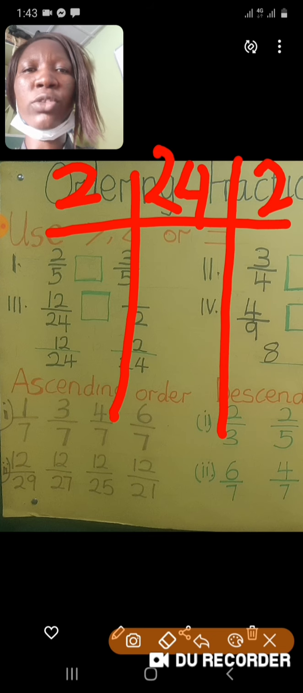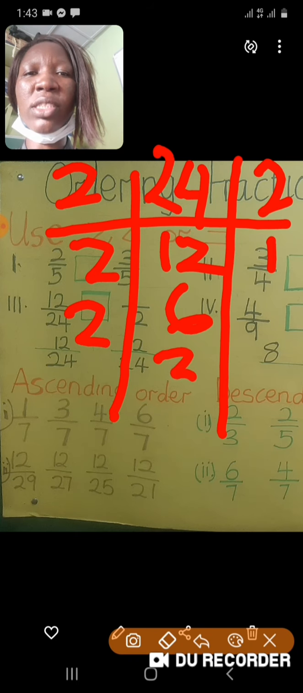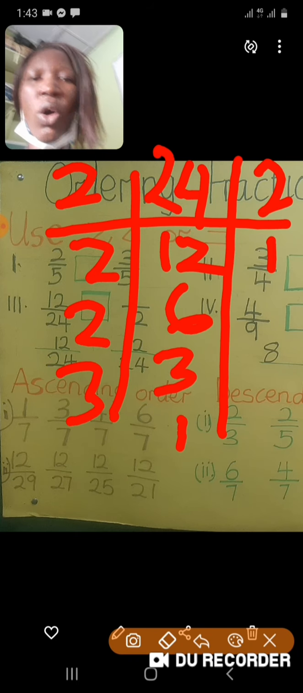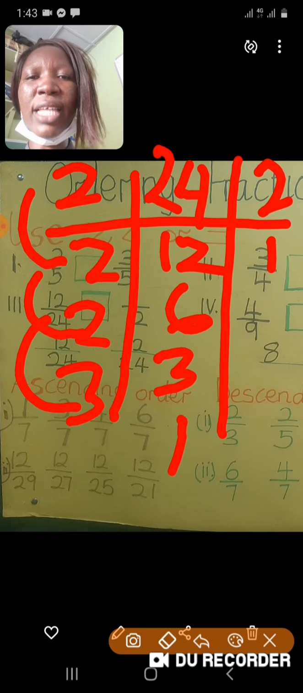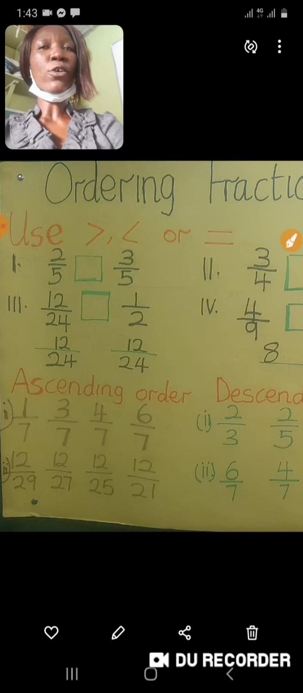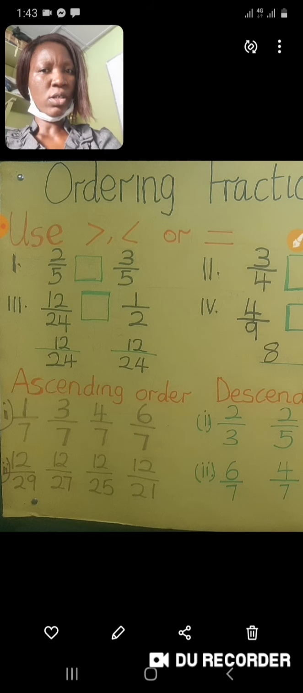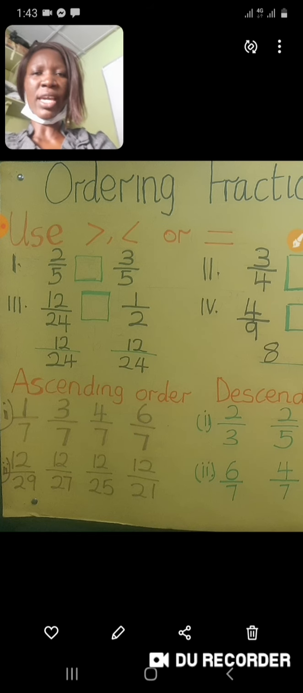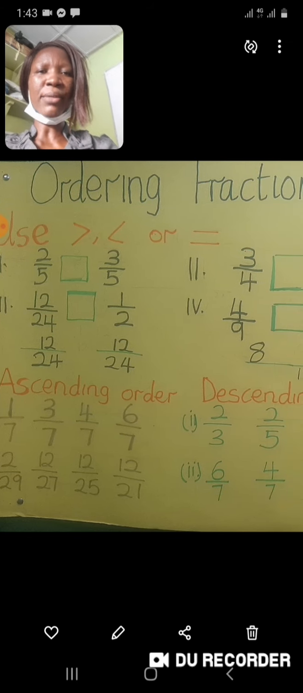2 in 24, 12; 2 in 2, 1; 2 in 12, 6; 2 in 6, 3; and 3 in 3, 1. 2 times 2, 4, 4 times 2, 8, 8 times 3, 24. So the LCM is 24. Now that the LCM is 24, what do we do? You write down the 24 under it. Can you see it under?